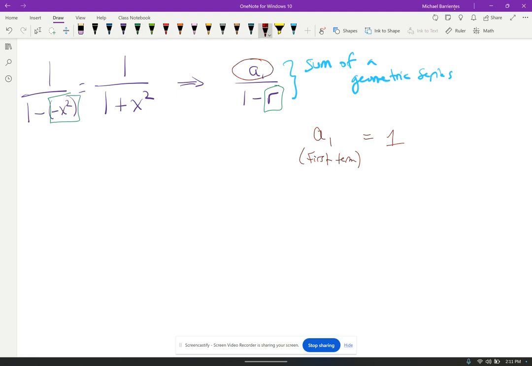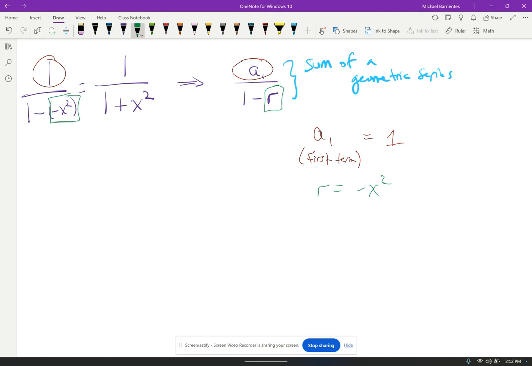Just for consistency's sake, let's use this version of my original. So this is the original. If I rewrite it just a little bit, I can say, oh, adding is the same thing as subtracting a negative. But when I do that, I create a pattern that looks like the sum formula of a geometric series. If that's the case, then I know the first term is 1, and I also now know that my ratio is negative x squared.